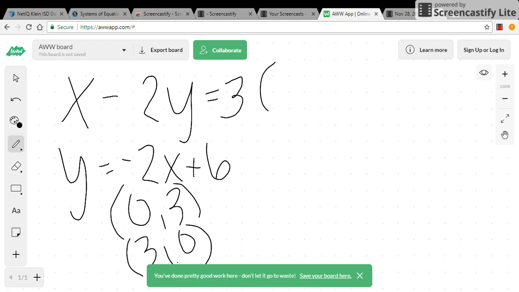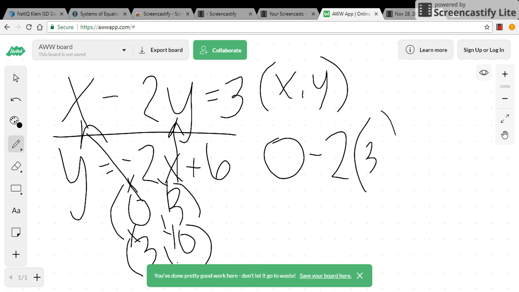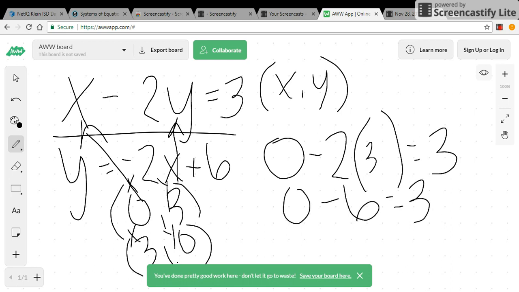Okay, now we know that a coordinate is x comma y. So technically, we're going to say x is 0, y is 3, or x is 3, y is 0. Okay, so let's try it out. Let's try the first equation. First equation is this one here. So I'm going to plug in 0 into x, and I'm going to plug in 3 into y, and I want to see if it works. So ready? 0 minus 2 times 3 equals 3. Is that true? 0 minus 6 equals 3. Is that true? No, that is not true. So we know that this does not work.